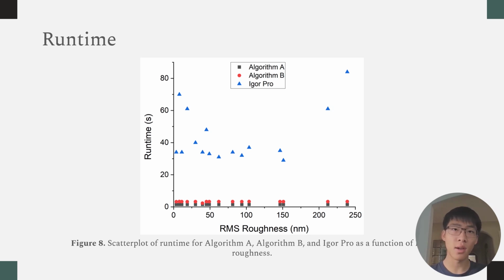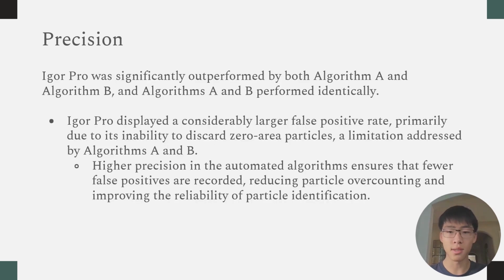Here is the graph of the runtime versus RMS roughness of the images. We can see that lower RMS roughness and higher RMS roughness increase the runtime of IGRPro, but the runtimes of algorithm A and B stay very low and constant.